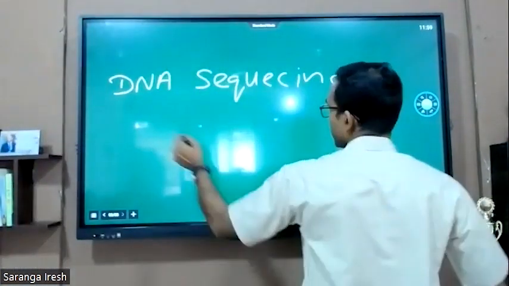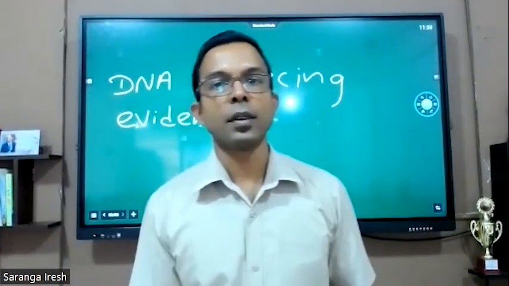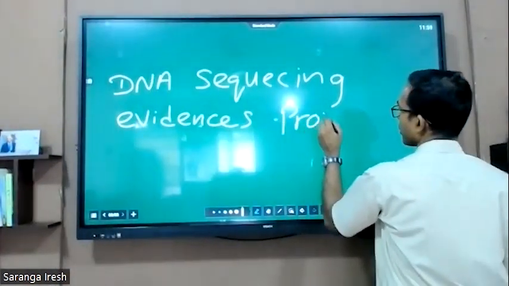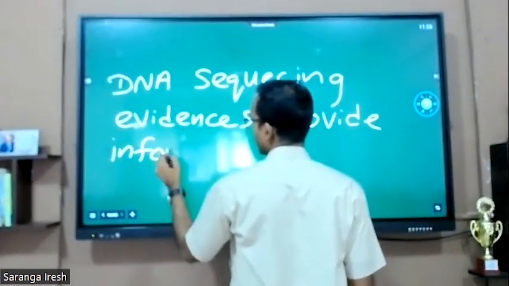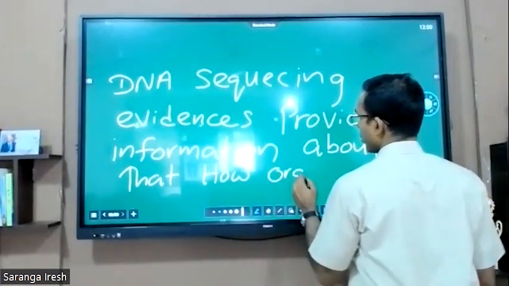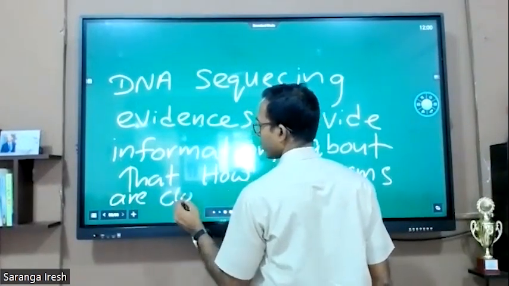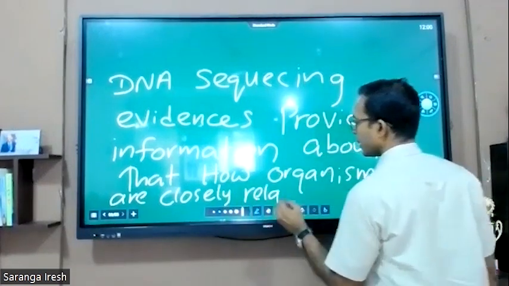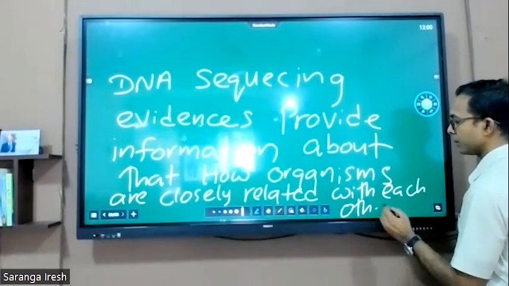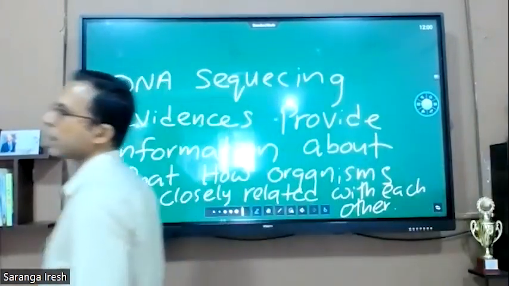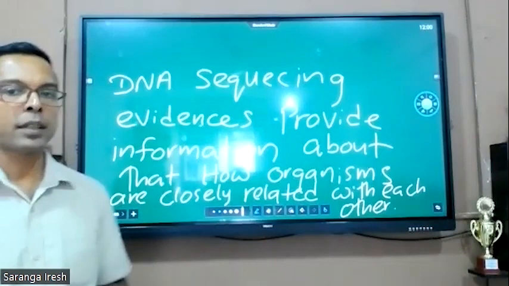DNA sequencing evidence provides information about how organisms are closely related with each other.